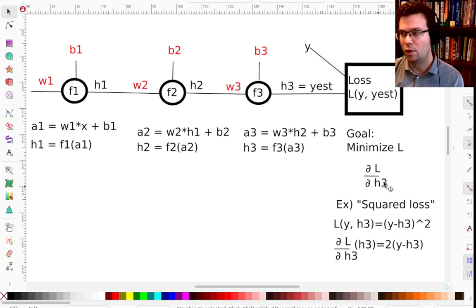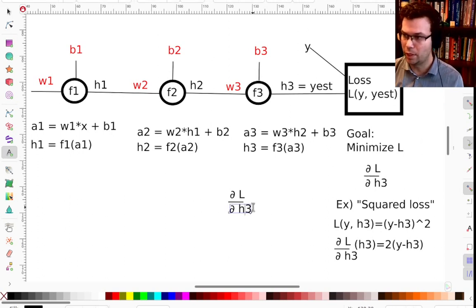Okay, so let me go one deeper into the network now. I know how the loss varies with respect to h3, but h3 is actually a function of this variable a3 here. Now, I'm not quite at the learnable parameters yet, but I'm almost there, to a direct function of the learnable parameters. So let me figure out the derivative of the loss function with respect to a3. I'm using Leibniz notation here to make this a little bit clearer.